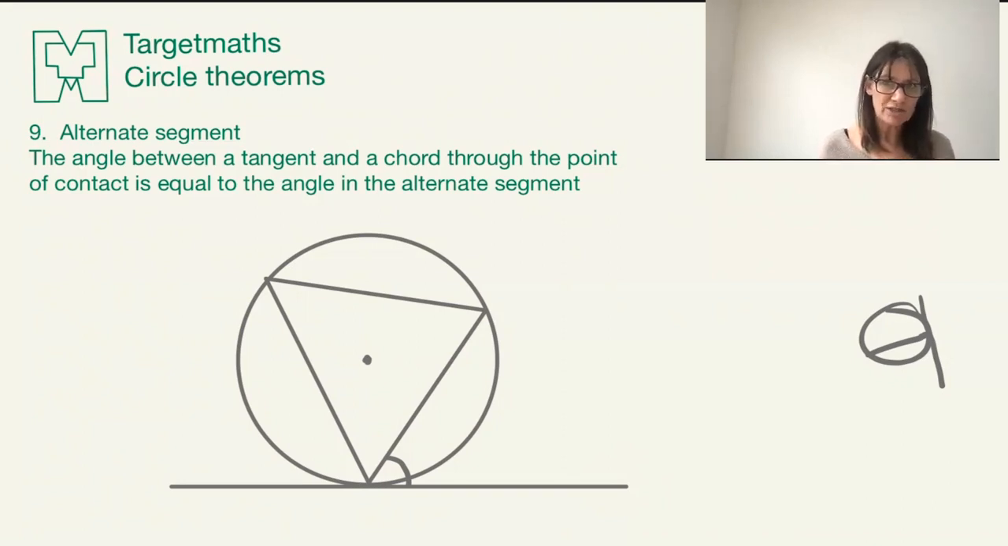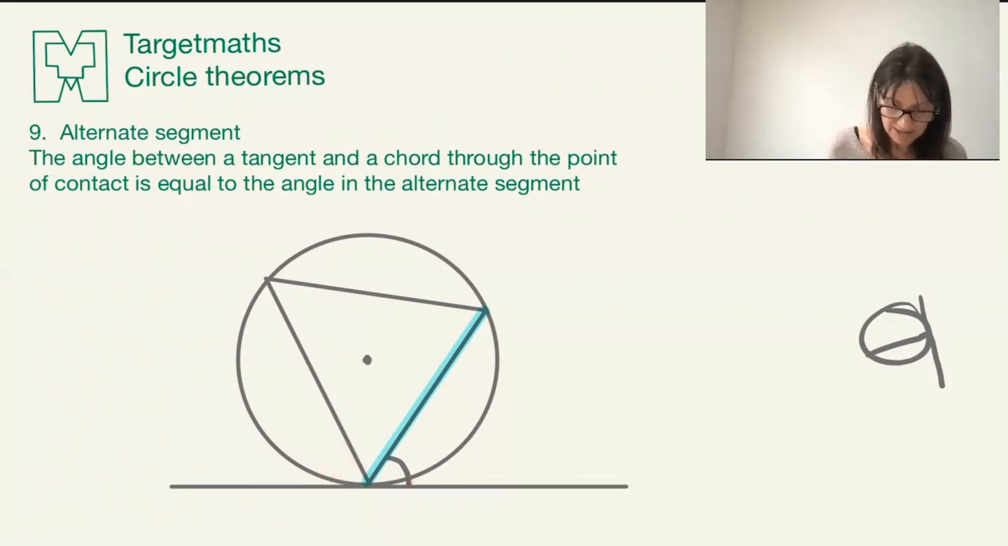Highlight the chord that you are focused on. So this chord here is the important chord because it's the chord with the angle. This chord also touches the tangent, but there's no angle marked. I'm not interested in this chord at this stage, okay?